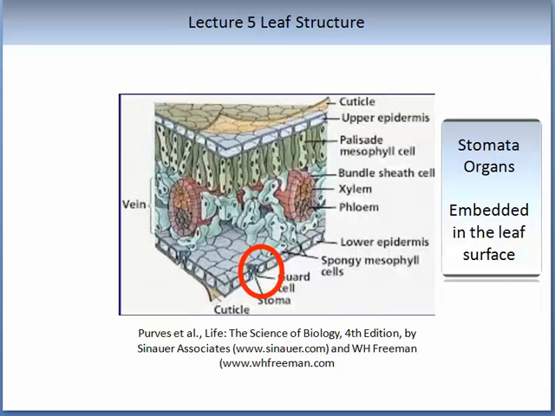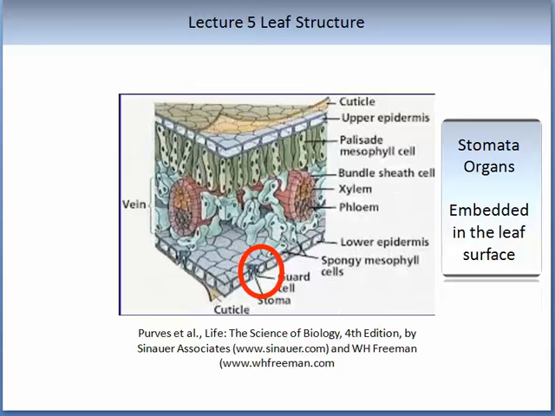This is the structure of the leaf. The transport vessels, also called the vein, are composed of the xylem and the phloem, and we learnt about the xylem in Lecture 4. They enter into the leaf. You will see that they enter at the lower part of the leaf. The top part has the cuticle.